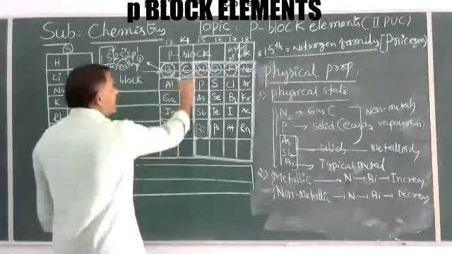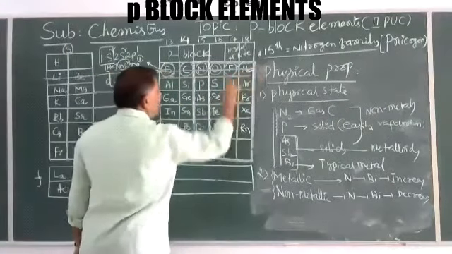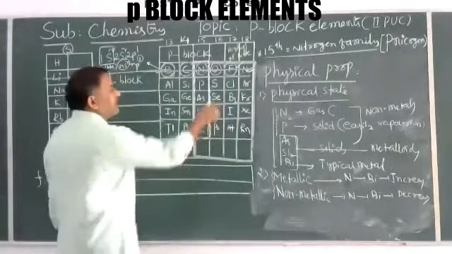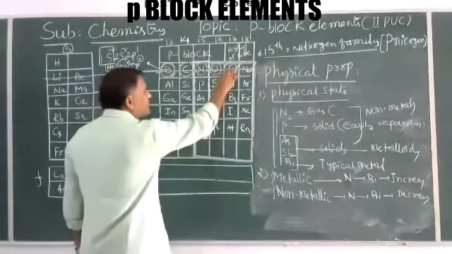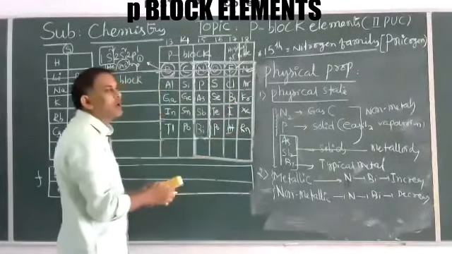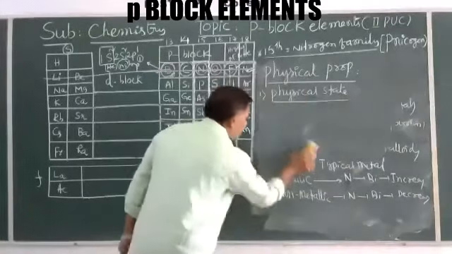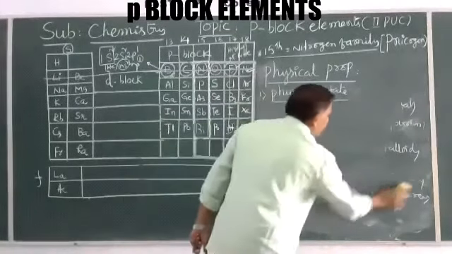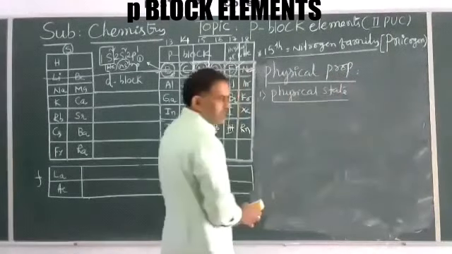That's why in the long form of the periodic table, left to right, what happens? Electronegativity increases. Top to bottom, electronegativity decreases. Similarly, another common important point is electronegativity and electropositive character and ionization potential.